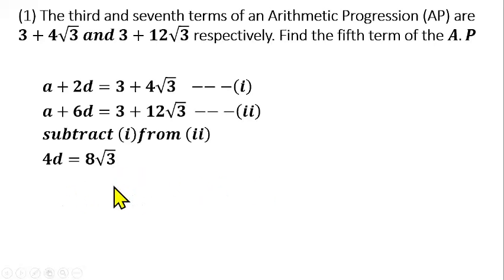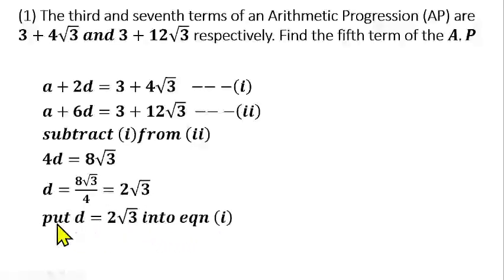We can now divide both sides by 4 to get our d, which is the common difference. So d equals 8√3 over 4, and that gives us 2√3, because 4 goes into 8 twice. That means the common difference is 2√3. We can now substitute this into either of the two equations to find the value of our first term, a. So put d equals 2√3 into equation 1.